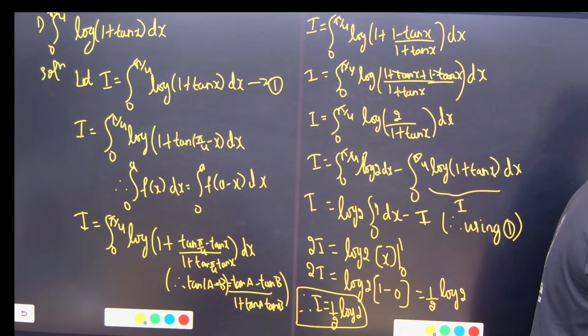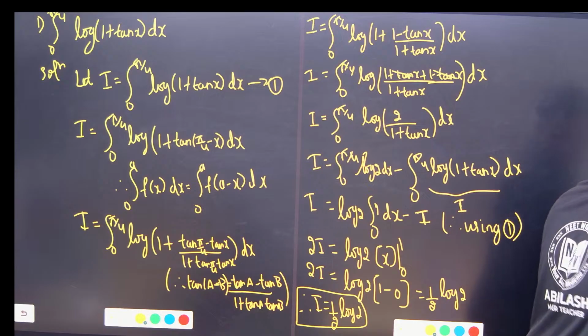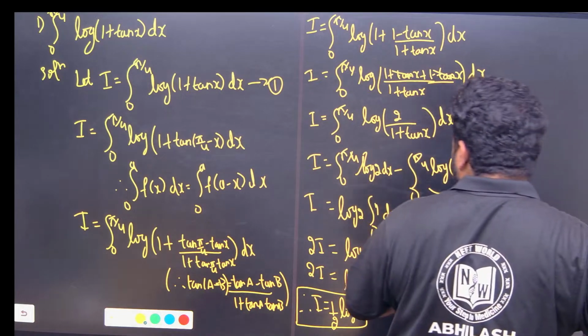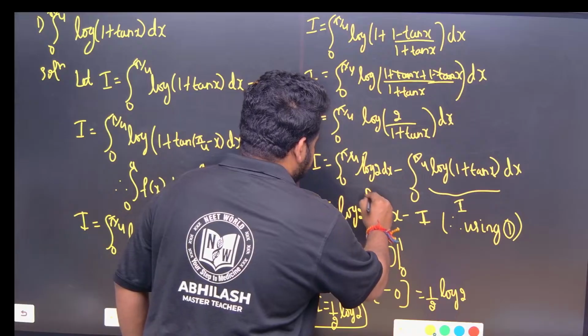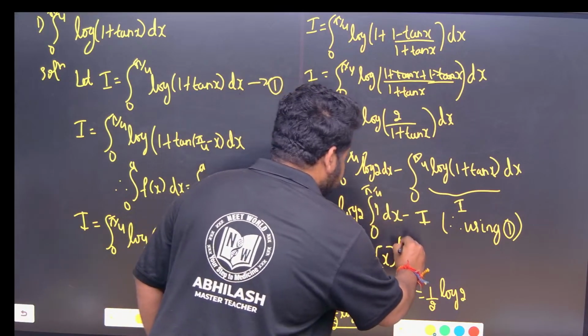Let us verify from the book also. So we will get it as 1 by 2 log 2, correct? So see here, actually this is 0 to 1, no? Actually this should not be 0 to 1, we have written this wrong. This should be 0 to pi by 4, correct?